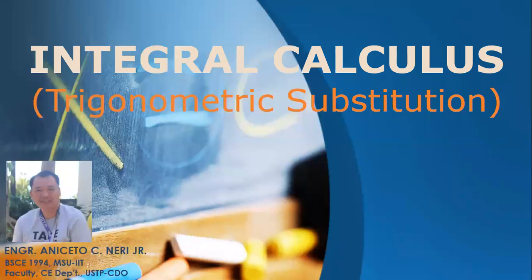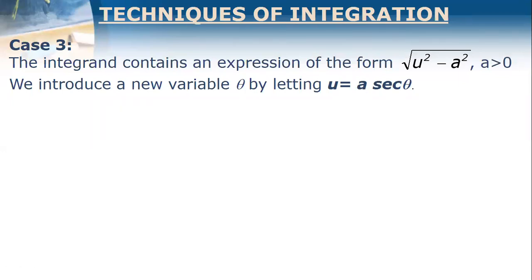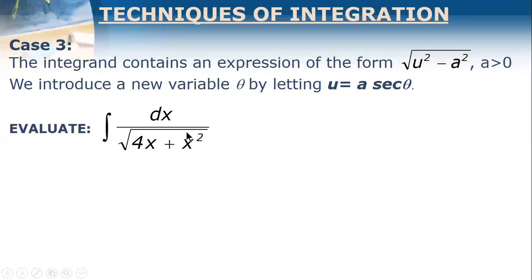So in this video, I'm going to discuss case number 3 of trigonometric substitution. Case 3 is when the integrand contains an expression of the form square root of u squared minus a squared, with a being greater than 0. Again, we'll introduce a new variable theta by letting u equal to a secant theta. So let's have this illustration. Evaluate the integral of dx over 4x plus x squared.